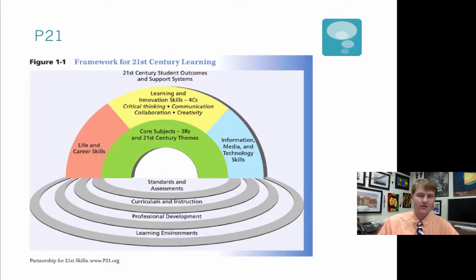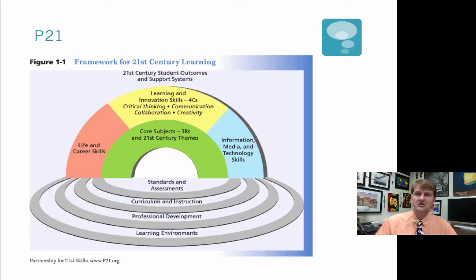But then this outer part of the rainbow here, where you have life and career skills, learning and innovation skills, the 4 C's. That's critical thinking, communication, collaboration, creativity. Those 4 elements, those 4 C's, are key to the 21st century skills. And then information, media, and technology skills. All of those things are playing a part, not always assessed, so we have to still implement them.